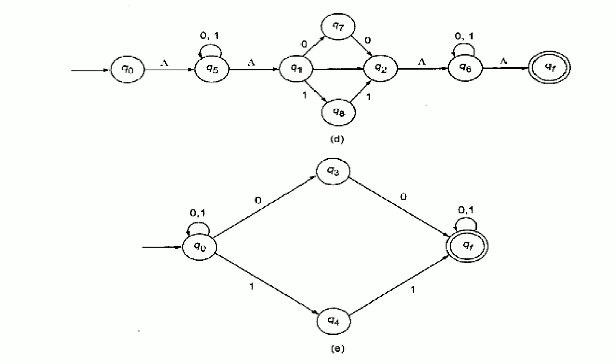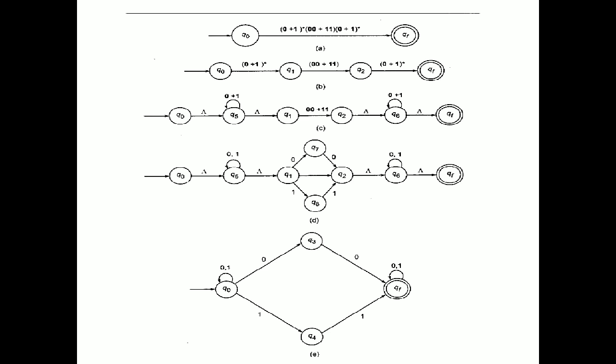So Q3 to Q2 is nothing but Q3 to QF, and Q2 to Q6 and Q6 to QF have null strings, so directly QF has a 0,1 loop. Similarly for Q1 to Q8 we can directly connect Q0 to Q4 with 1 as input and Q4 to QF with 1 as input, because we have a null string in between.